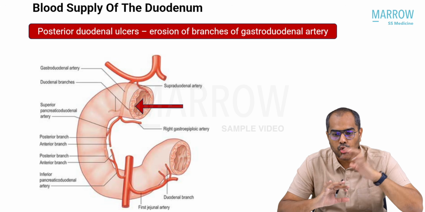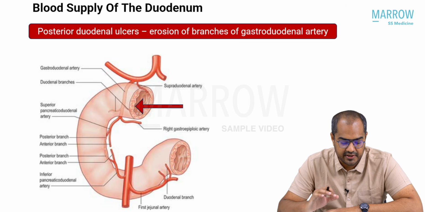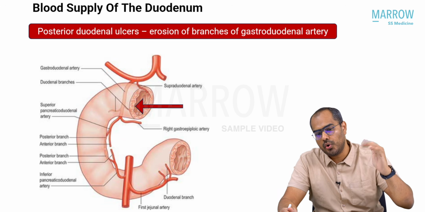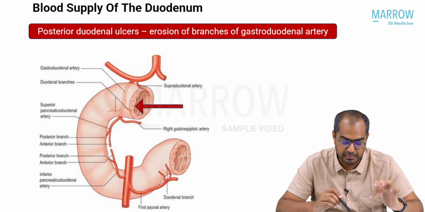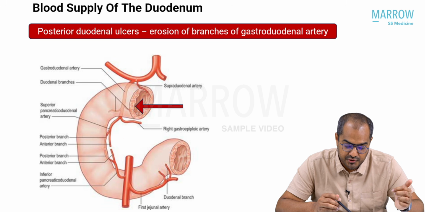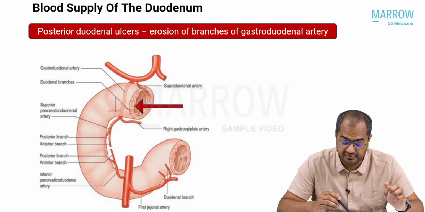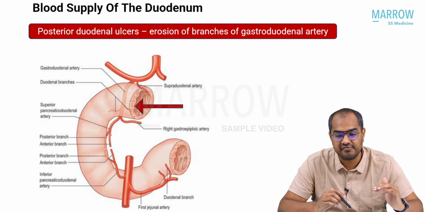Now, overall, the duodenum is supplied by the celiac artery and the superior mesenteric artery, multiple branches of the celiac artery as well as the superior mesenteric artery. You can divide it into proximal duodenum and the distal duodenum. The proximal duodenum is supplied by the superior pancreaticoduodenal artery. This is a branch of the gastroduodenal artery. So you have the gastroduodenal artery coming posterior to the first part of the duodenum and dividing into the superior pancreaticoduodenal artery. This is what supplies the first part of the duodenum.